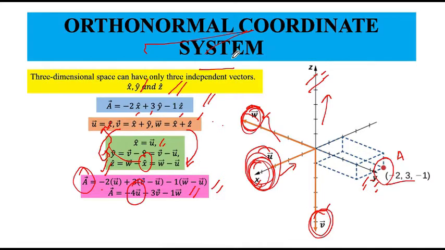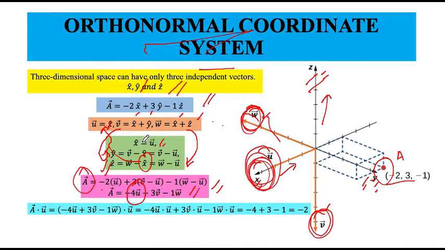So what is an orthonormal coordinate system? For any vector A, say A equals minus 2 x hat plus 3 y hat minus 1 z hat, supposing I now want to take the dot product of A along some direction, so I want to know how much u there is. So I do the dot product of A dot u vector. Now the product is distributive.